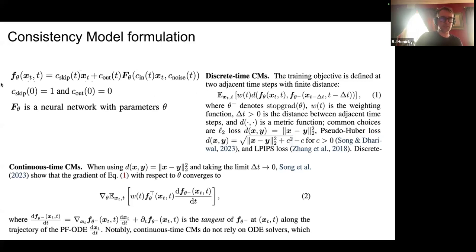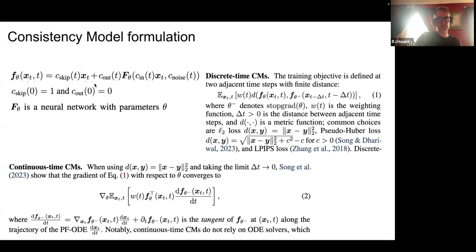And then there are these constraints on the C skip and the C out. The reason they are there is that, if this is the time variable, and time is 0, that means you have the data, right? With C out, you have none of the input from your neural network. So this is a way to guarantee that at time 0, you're getting back your data.